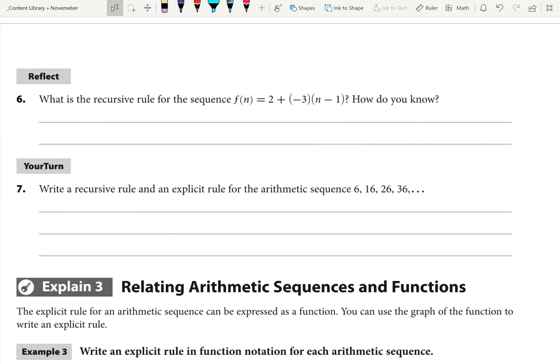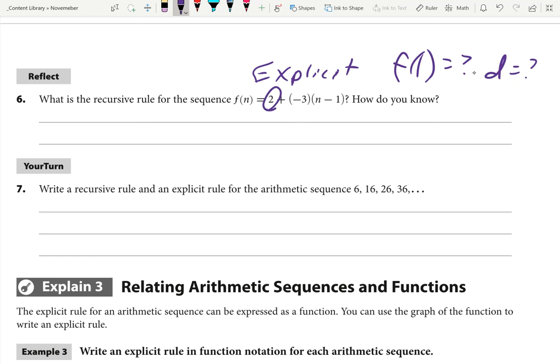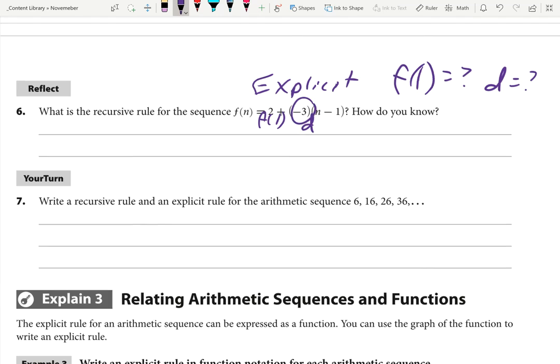So number 6 asks us, write the recursive rule for this sequence. Now, this sequence is given to us in explicit form. But in order to write recursive, remember, we only need two things. We need to know what the first term is. We need to know what the common difference is. In this case, because it's explicit, we can tell that 2 is the f of 1. 2 is our first term. Negative 3 is the common difference.